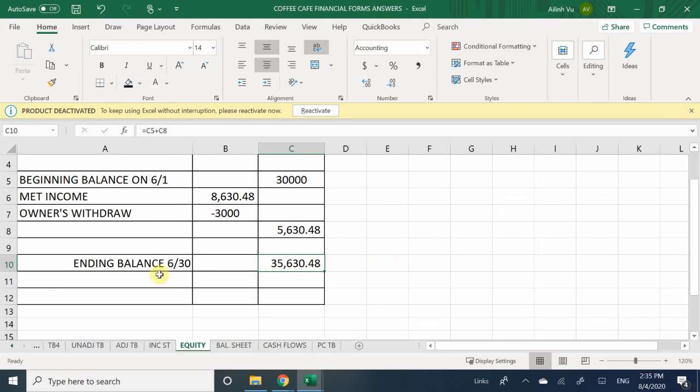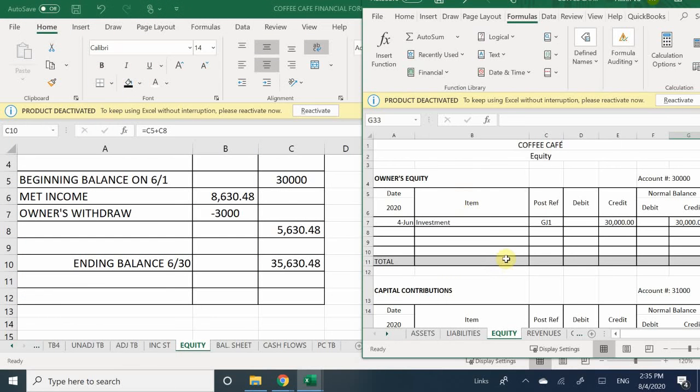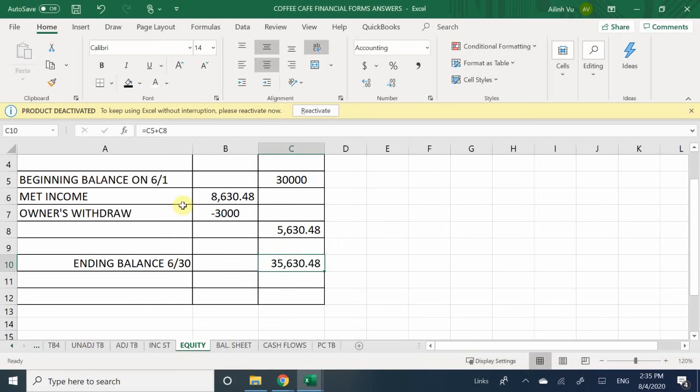As in, again, when you're in the ledger, after you've entered your income summary, after you entered your withdrawal, it should reflect this exact number right here. And that's exactly what should happen: you're supposed to add your profit and subtract any withdrawals, and you should get the same exact number here and in your ledger.